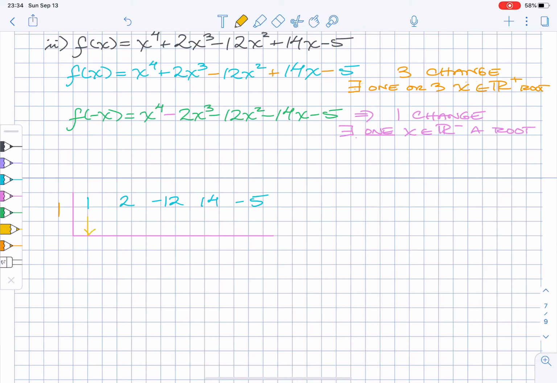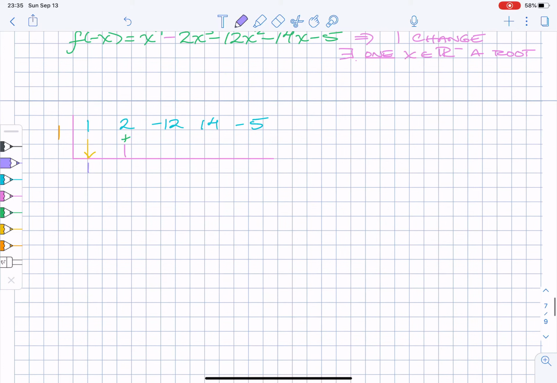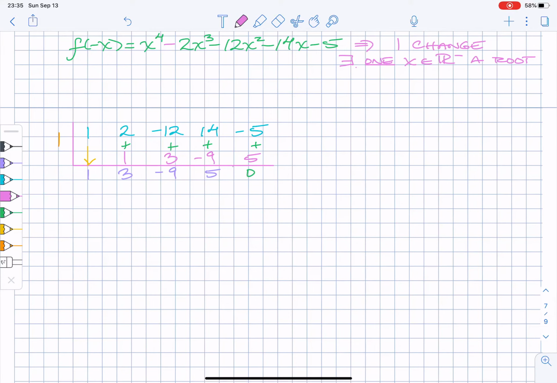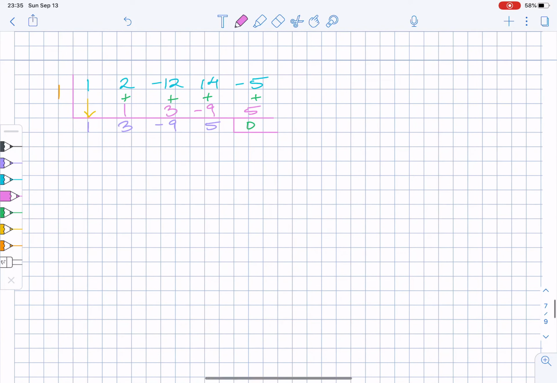Drop down the 1. 1 times 1 is 1. Add this column together. So we get 3. 3 times 1 is 3. Minus 12 is negative 9 times 1 is negative 9. Add this column together, we get 5. Times 1 is 5. Add this column together, we get 0, which is what we want. Okay, so let's try 1 again. So it looks like 1 might have a multiplicity of 2.